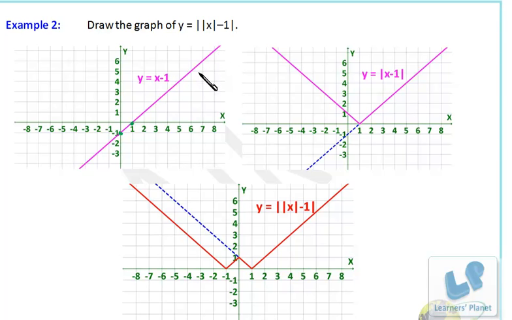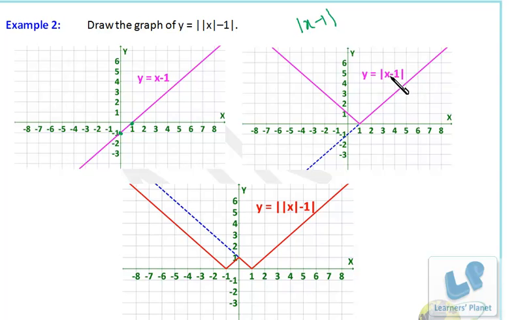Now what you have to do is convert that to modulus of x minus 1. That means the part that is below the x-axis has to be eliminated, right? And we have to take its mirror image. So the graph will go like this. So we have to eliminate this part, as I have shown you over here. So this part is eliminated and we have to take the mirror image of this part. Now this is the graph of y is equal to modulus of x minus 1.